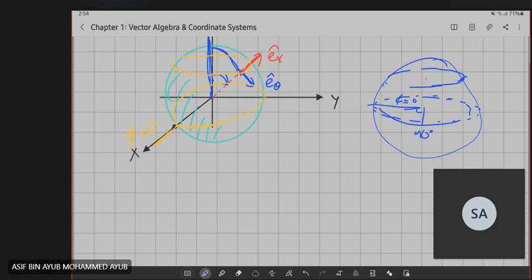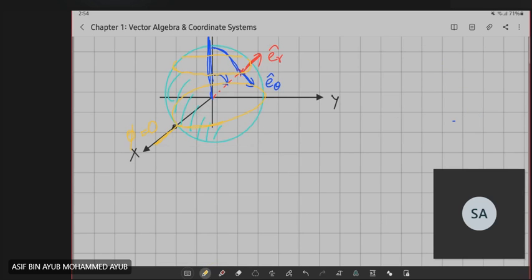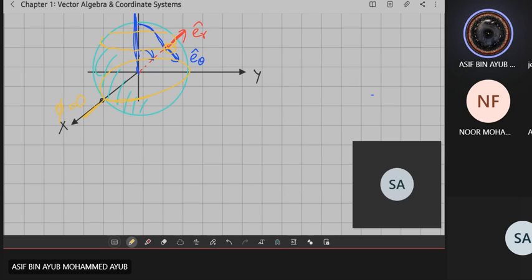Phi will move along here. As you can see, if you move up, this circle gets smaller. Anyway, that's just for you to visualize. So the phi here, if you think about it, will point into the page. Okay, so here's another notation.